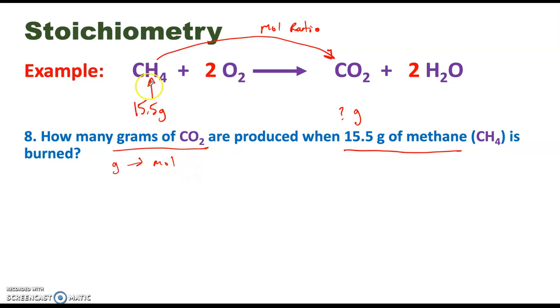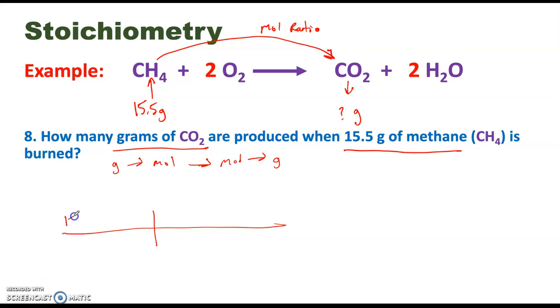Then once I have moles, I can jump to moles of this. And then once I have moles of this, I can go from moles of this to grams. So it's grams to moles to moles to grams is how this problem will be set up. In order to do the mole ratio, I have to first get to moles, and then after I get to moles of this, I have to go to grams. So I'm going to set this up here.